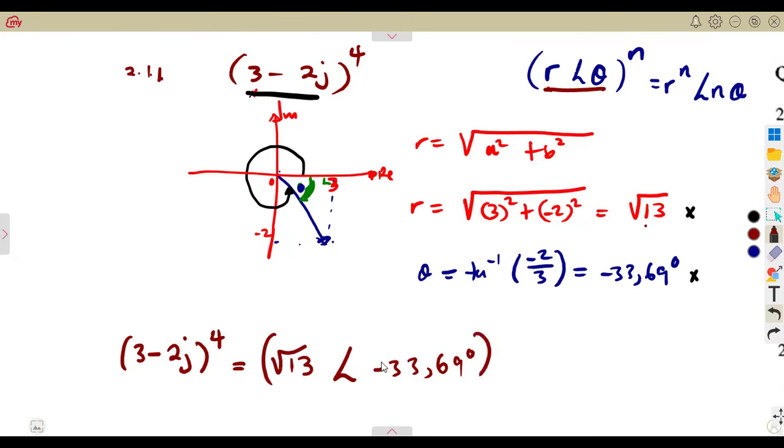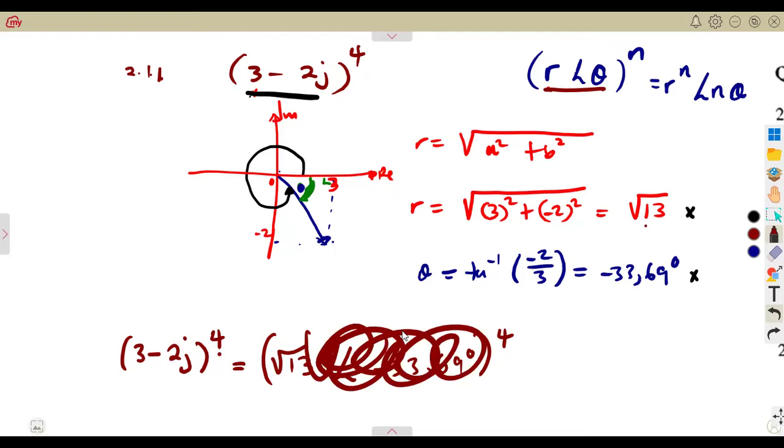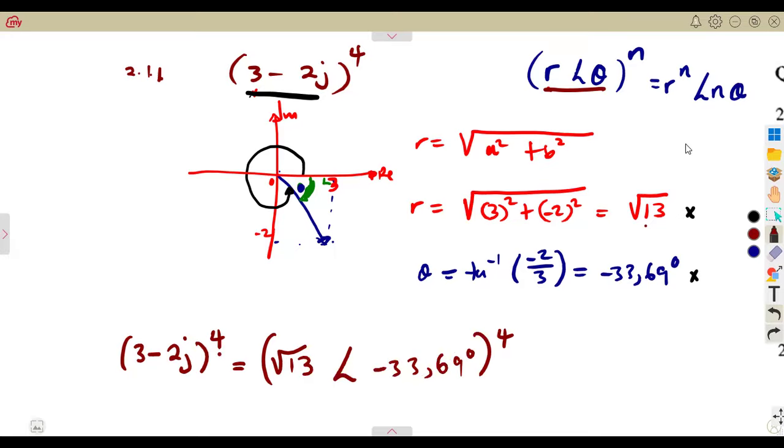Raised to the exponent of what? Of 4, which is the power there. So if it can be written in this polar form, remember that it can be simplified as R to the exponent of n. What is our R in this case? That's the square root of 18. So it's going to be square root of 18 raised to the exponent of 4, which is this part.